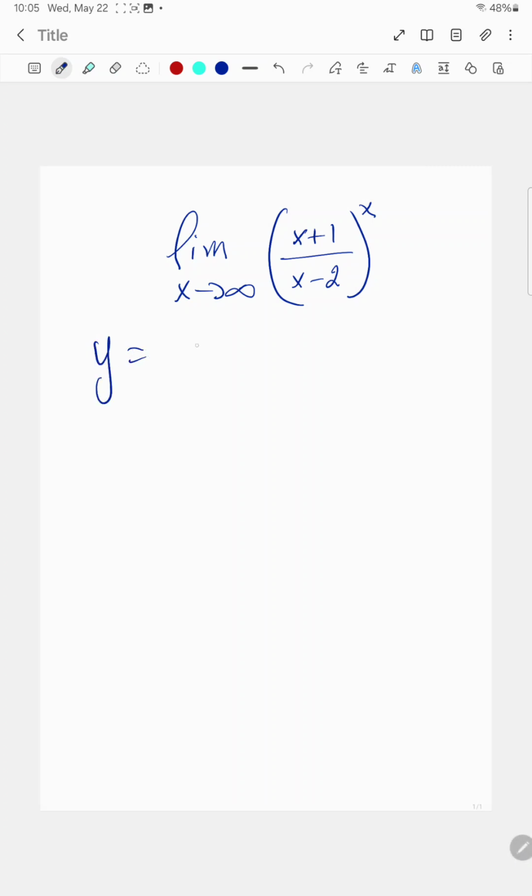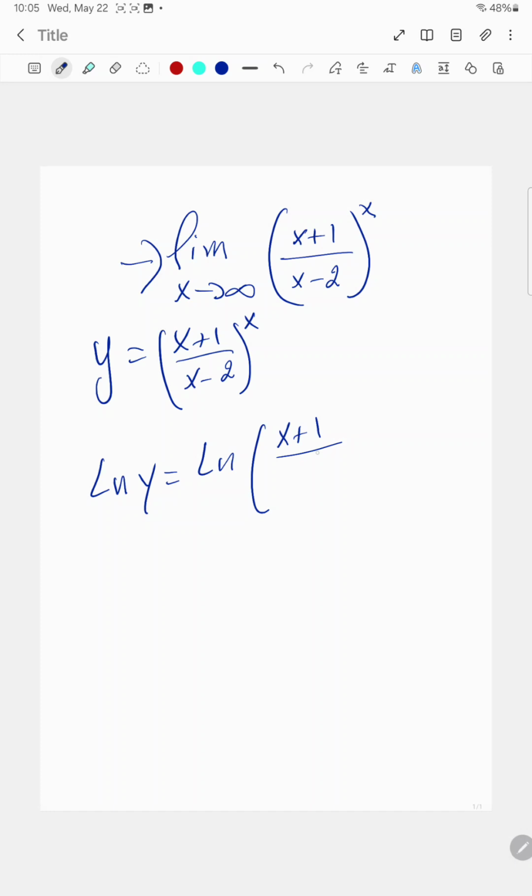Let's take y equal to ((x plus 1) divided by (x minus 2)) to the power of x. And at the end, I will study the limit when x goes to infinity. I know my equality is jealous: whatever I do to the left-hand side, if I do it to the right-hand side, I maintain the integrity of my equality. So I put ln of y is equal to ln of ((x plus 1) divided by (x minus 2)) all to the power of x.